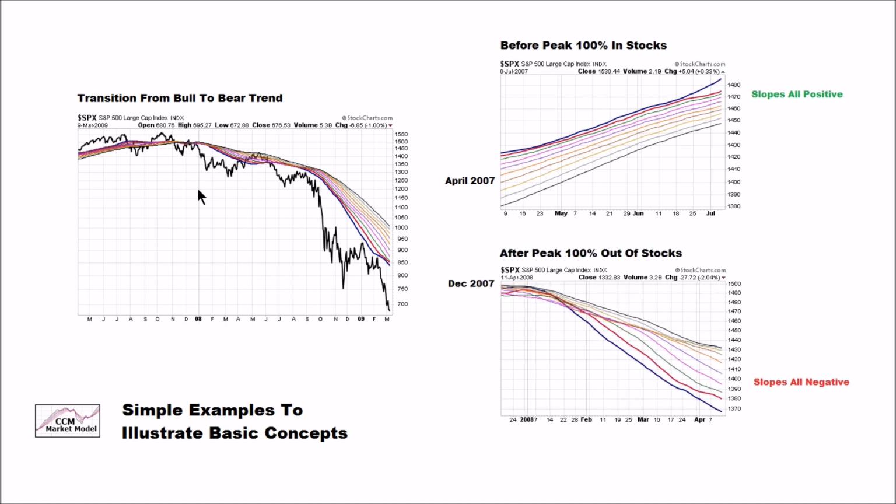Now we're looking at this segment of the chart and the exact same moving averages. Over here, all of the answers to the questions are 0 or negative. Instead of all the slopes being up, they're all down. Instead of blue being on top, when we ask the question, is blue above red? It's yes here in July of 2007, and it's no here in January of 2008.